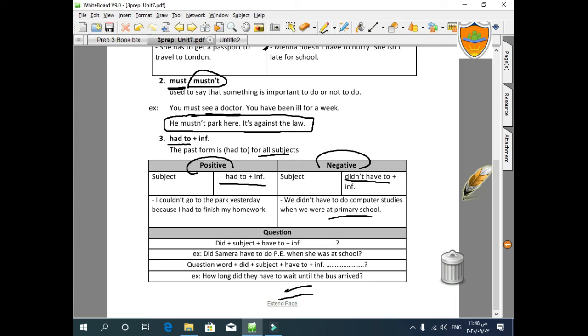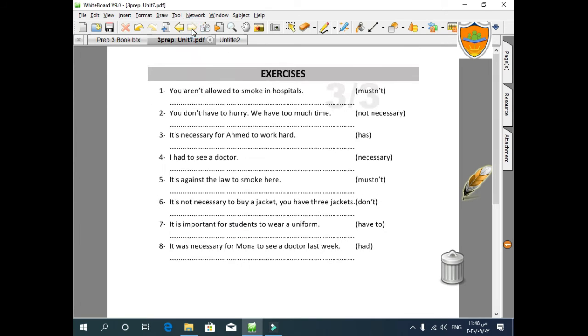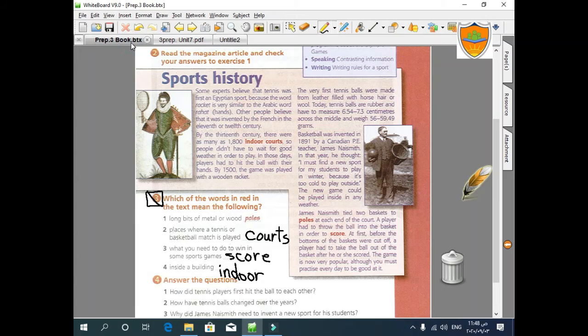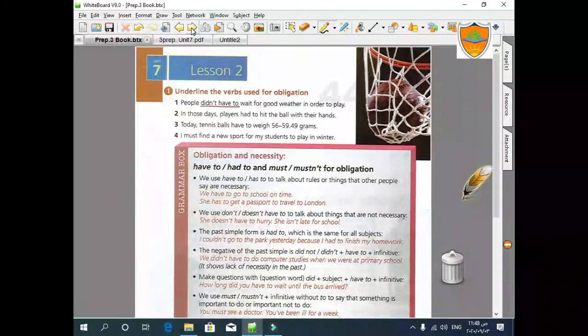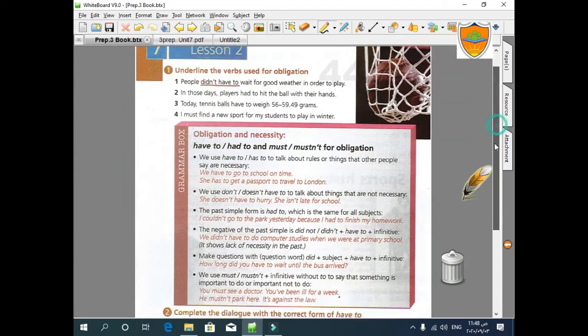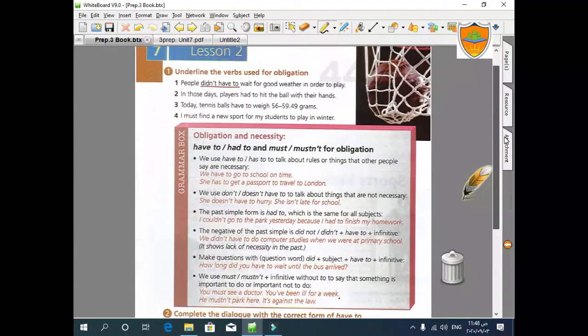Let's apply these grammar rules on the book which we are going to answer. Lesson 3. Sorry, lesson 2. Yes, lesson 2. In the first example, we are going to underline the verbs used for obligation.